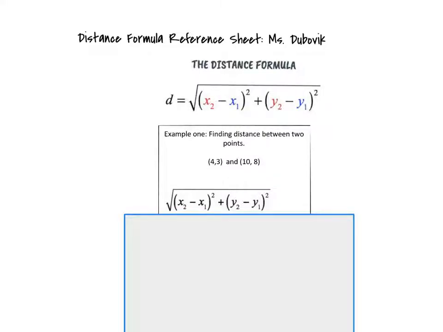All right, so let's talk about the distance formula. The distance formula is the square root of the difference of the x's squared plus the difference of the y's squared. So what does this mean when you have these ordered pairs?